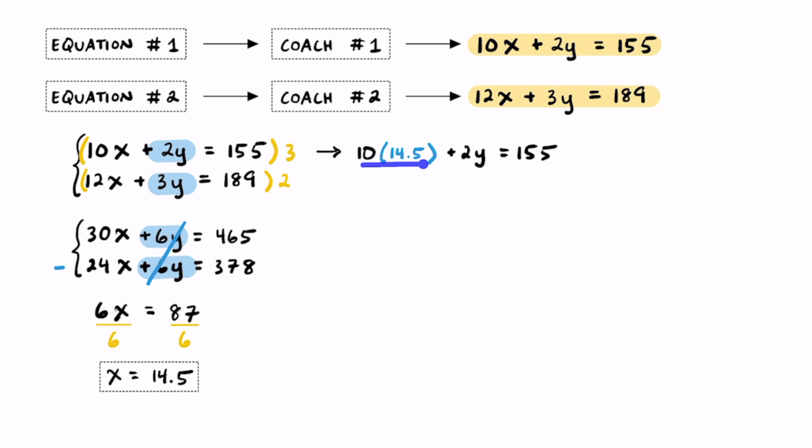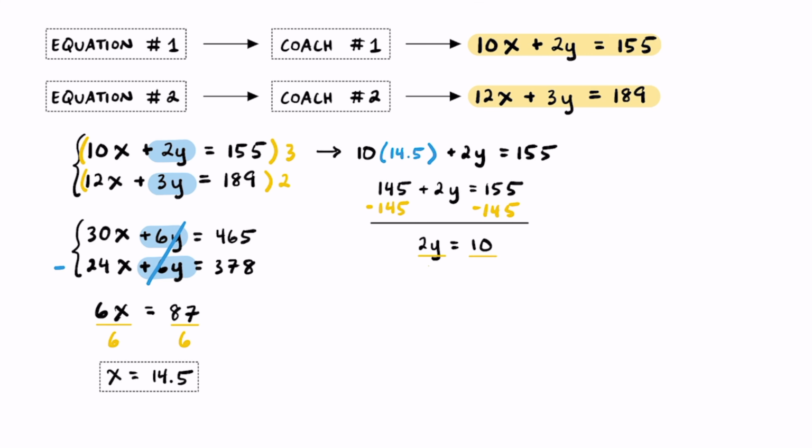Multiplying 10 times this 14.5, that's going to equal 145. So it's 145 plus this 2y, and that's equal to 155. All right, so we have a two-step equation here. To solve this, let's start by subtracting 145 from both sides of the equation. And when we do that, we're going to be left with 2y on the left side of the equation, and 155 minus 145 on the right side is equal to 10.